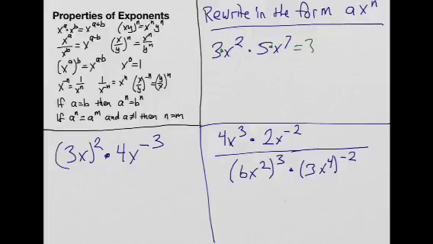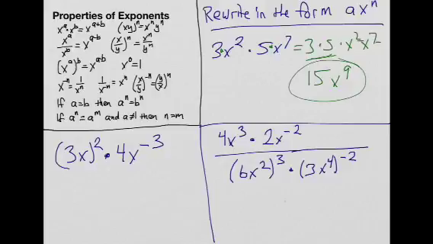So we can move those around, so it's 3 times 5 times x squared times x to the seventh. And 3 times 5 is just 15. X squared times x to the seventh, that's our multiplication property. We multiply powers. They have the same base. We can just add the exponents together. So we say 2 plus 7 is 9.